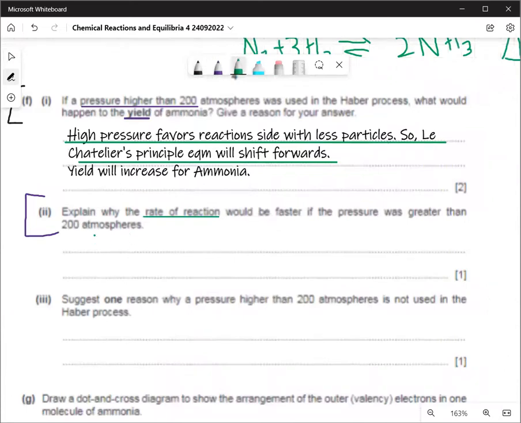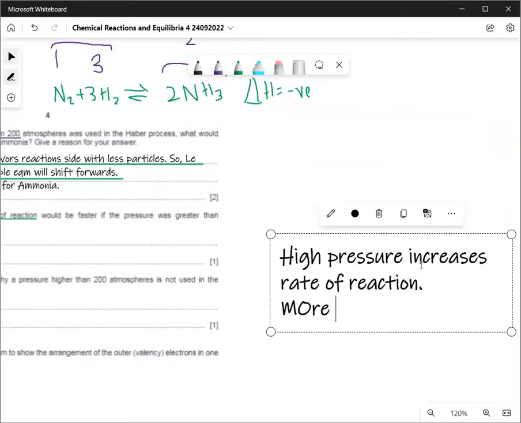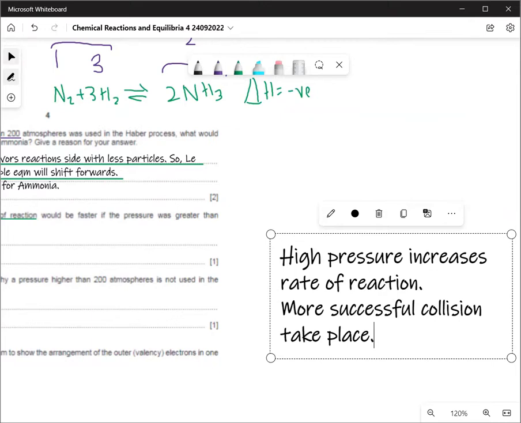No. What we can say is pressure. High pressure increases rate of reaction. Why? Because more successful collisions take place. Is that clear? Now you have written this in your notebook.